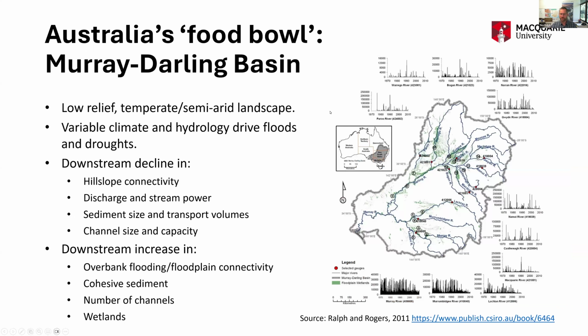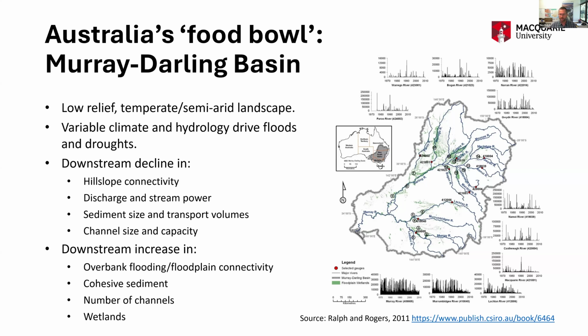I'm going to talk a little bit about what we know as Australia's food bowl, the Murray-Darling Basin, because this is where a lot of my own work on geomorphology, hydrology, and aquatic ecology of inland rivers has taken place. The Murray-Darling Basin generally has a very low relief and dry semi-arid landscape. The majority of the basin is situated west of the Great Dividing Range on the southeastern part of Australia. And so most of the rivers in the basin run inland away from the coast into progressively drier environments.